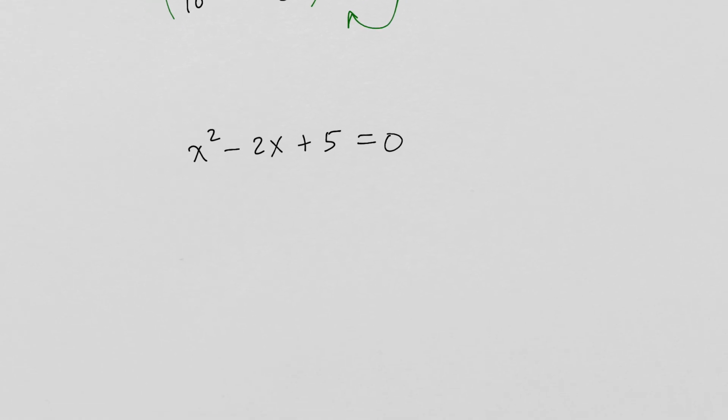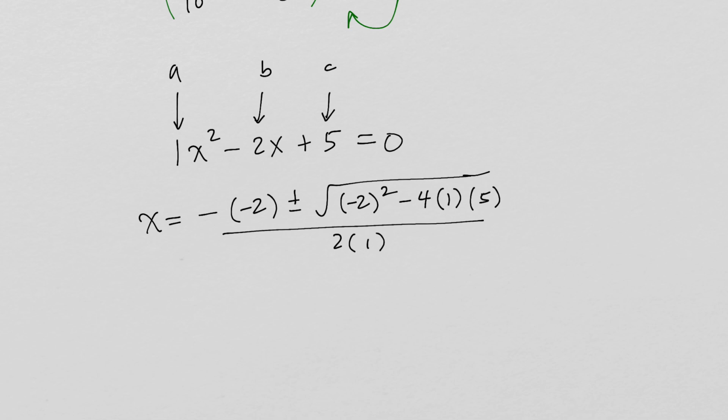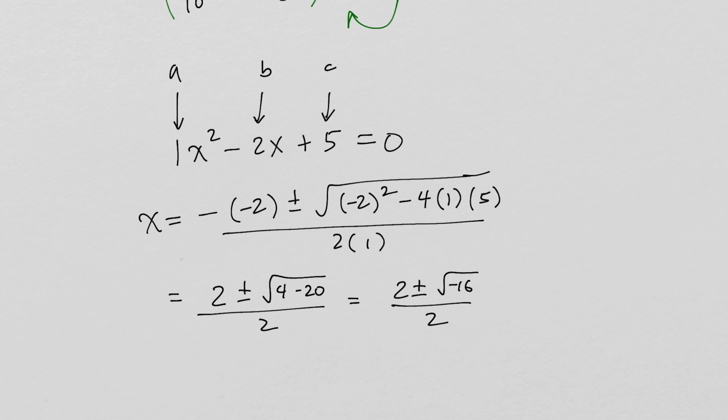Now I can use the quadratic formula. So quadratic formula says x equals negative b, right? This is b, plus or minus the square root of b squared, minus 4 times a is 1, times c is 5, all divided by 2 times a, so 2 times 1. Simplify, we get 2 plus or minus the square root of 4 minus 20, divided by 2. This is 2 plus or minus the square root of negative 16, divided by 2.